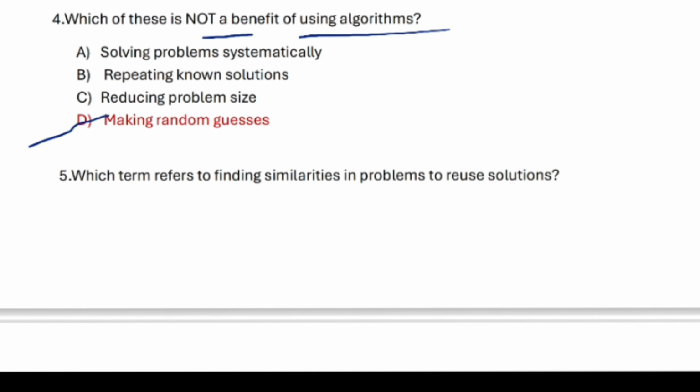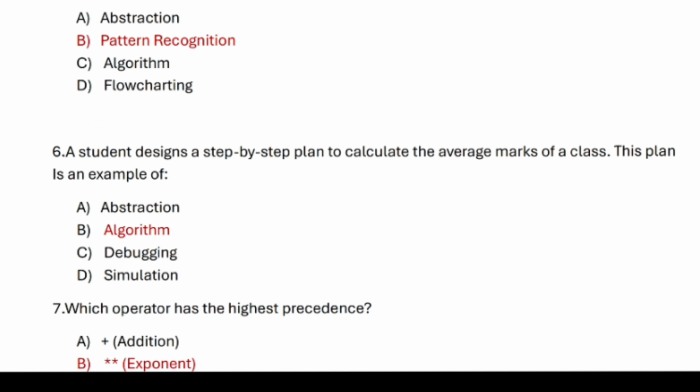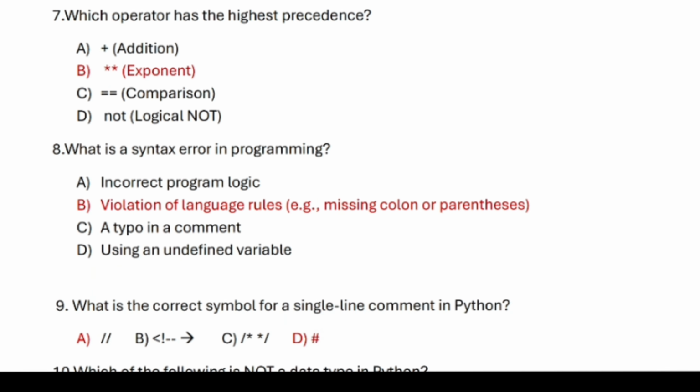Next question, which term refers to finding similarity in problems to reuse the solution? So the fifth question, the answer will be pattern recognition. A student designs a step-by-step plan to calculate the average marks of the class. This plan is an example of option B, algorithm. The seventh question, which operator has the highest precedence? That is option B, exponent. So what is the syntax error in the program? Option B, the violation of the language rules, that is the missing colon, that is a syntax error.